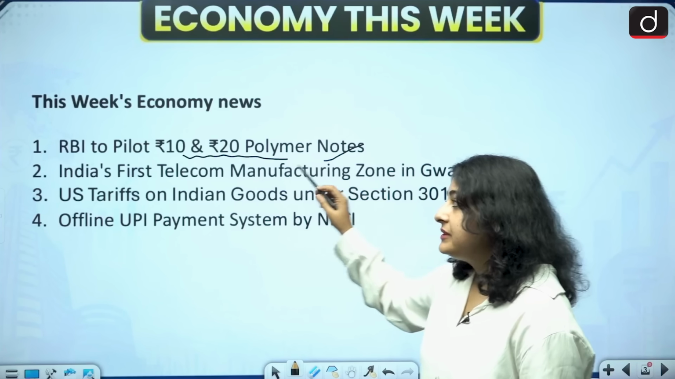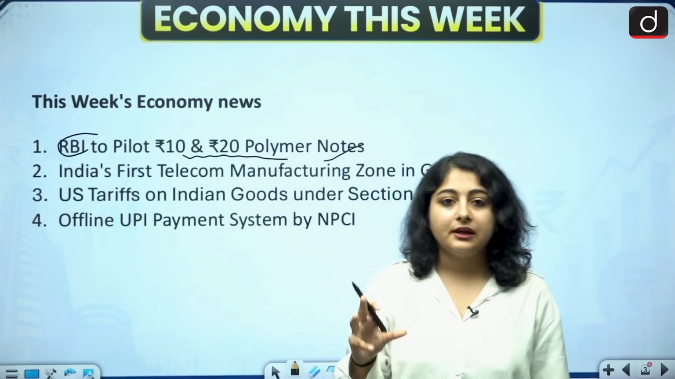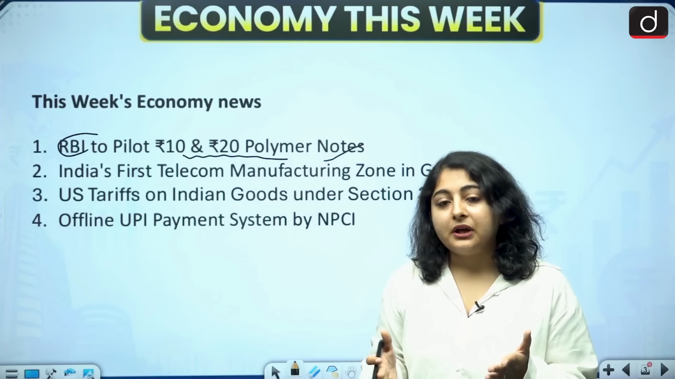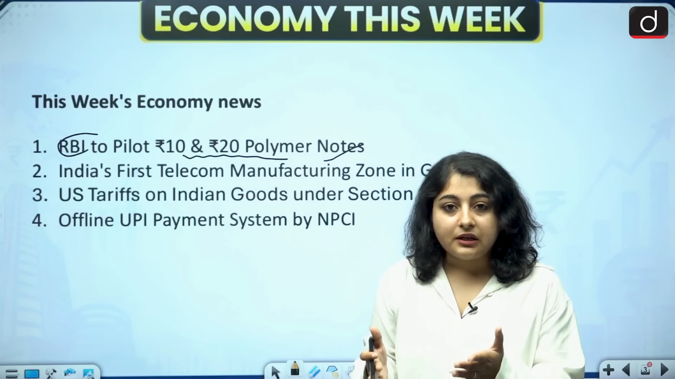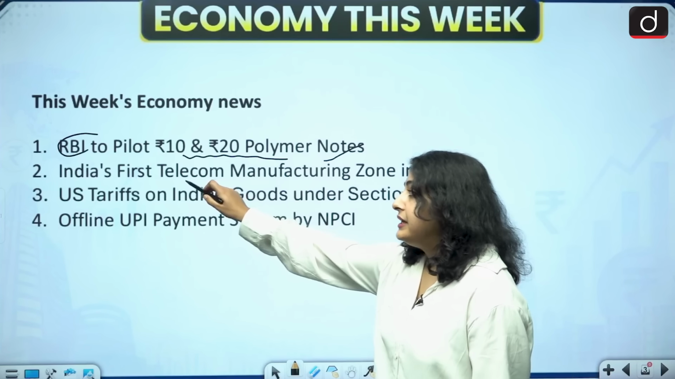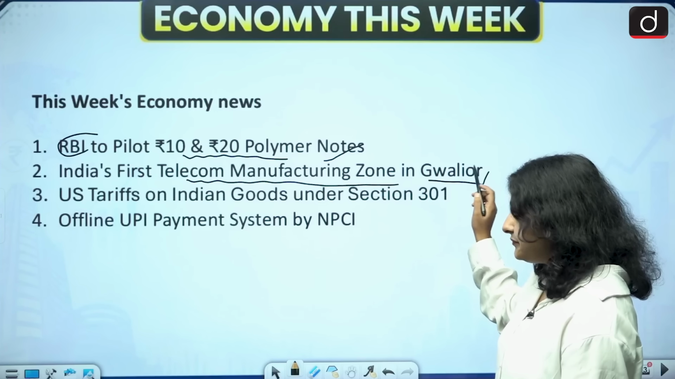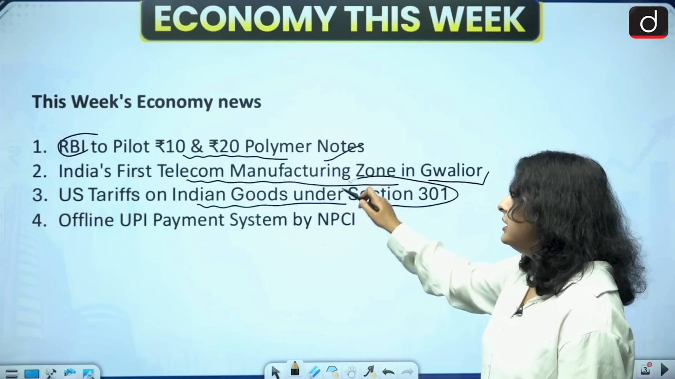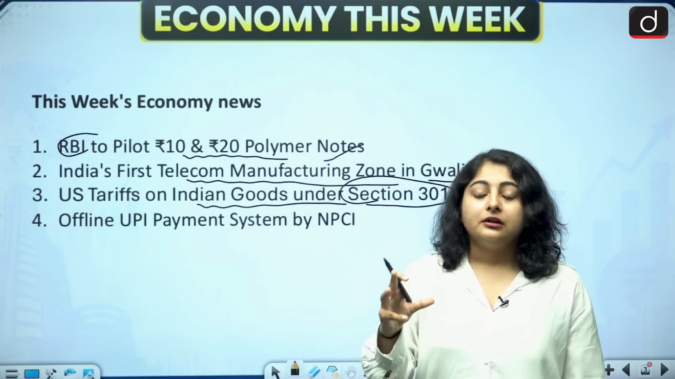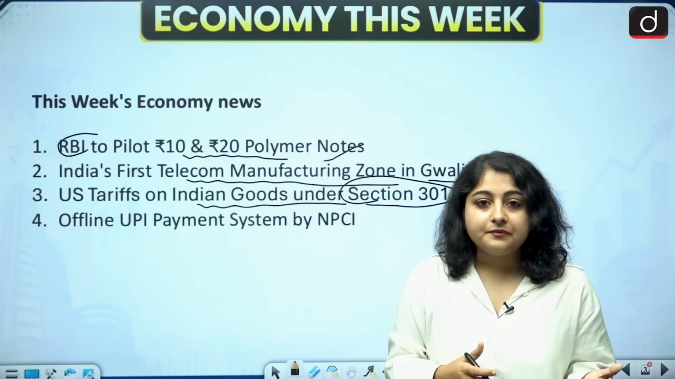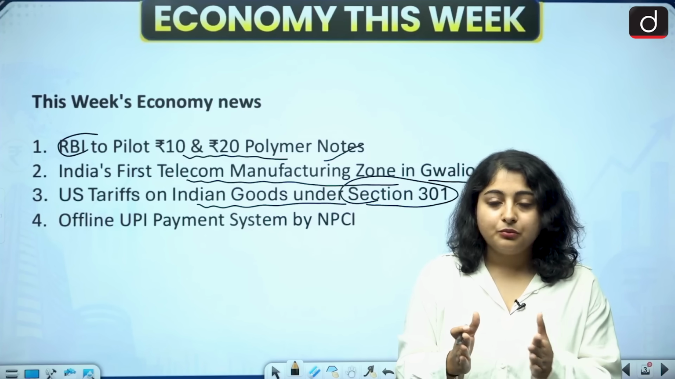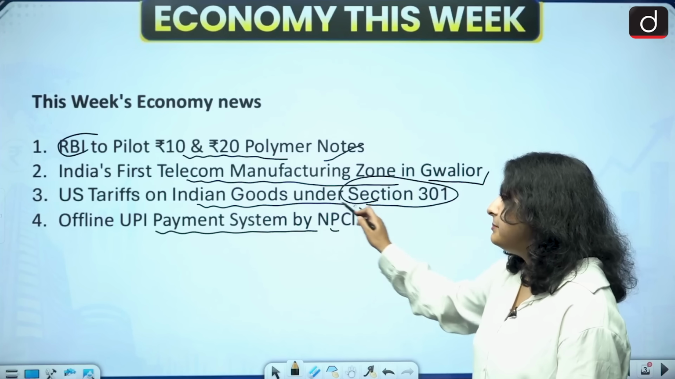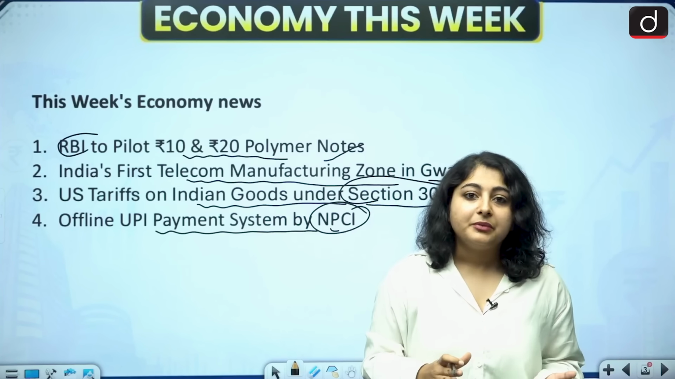Why have I included this news? Because any initiative of RBI becomes important for your exams. UPSC has asked a lot of questions related to RBI, the initiatives of RBI, RBI's Monetary Policy Committee. Then we will be covering India's first telecom manufacturing zone in Gwalior. The third news is US tariffs on Indian goods under Section 301. We will understand why the US has levied a 10% tariff on Indian goods, what was the core reason, and we will also try to understand the static portion. Then the last news is related to the offline UPI payment system by NPCI. And finally, we will be solving some practice questions.